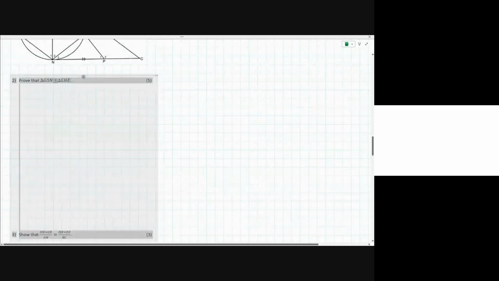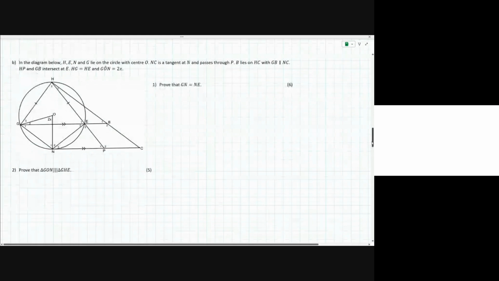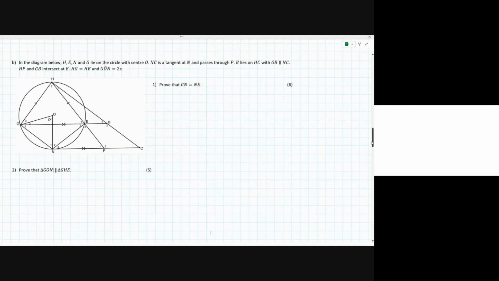Okay, there we go. Right, so if we look at this question, in the diagram below, H, E, N, and G lie on the circle with center O. NC is a tangent at N and passes through P. B lies on HC with GB parallel to NC. HP and GB intersect at E. HG is equal to HE and GON is equal to 2x.